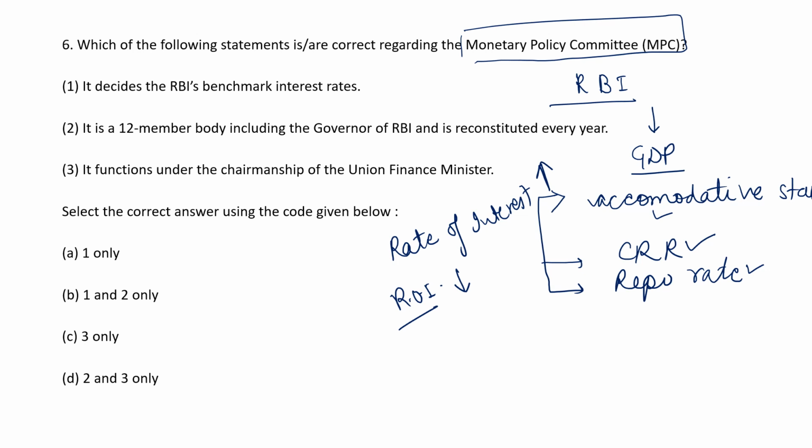It decides the RBI's benchmark interest rate. Yes, it is a 12-member body including the governor of RBI and it is reconstituted every year. So it is a 6-member body. This is not correct. Next is it functions under the chairmanship of the Union Finance Minister. It functions under the chairmanship of the Governor of RBI. So this is not correct.